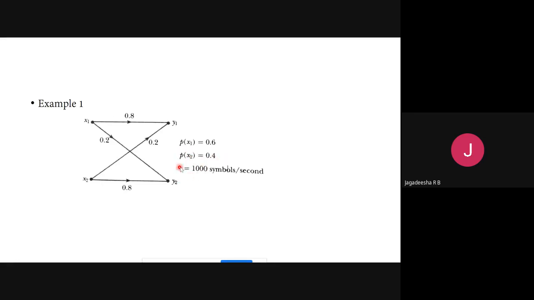And the rate of information R, that is how many symbols are injected into this channel. This is the channel, right? So between x1 and y1, we have a channel. This is a box, right? Maybe I should use the pen. So this is basically the channel from here to here, maybe a wired medium or a wireless medium.